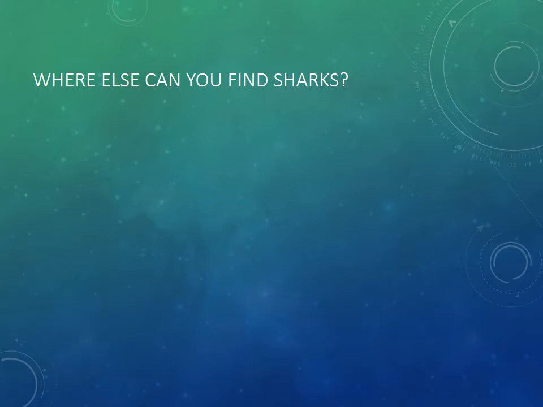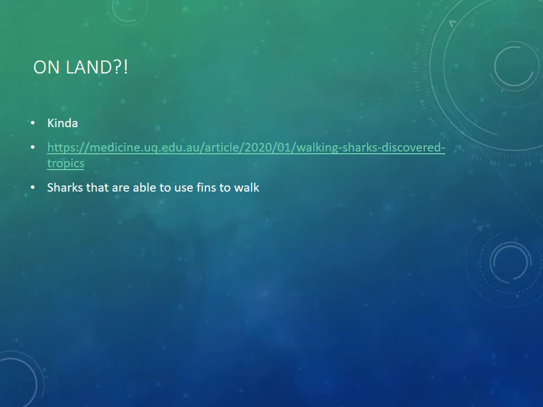Where else can you find some sharks? They're found in the ocean, freshwater. But where else can you find some? On land? Turns out there's an article that I read recently that showed that some sharks are able to use their fins to walk. Now, not really on land as much, but in shallow water areas. And so there are about 9 species now of these things.